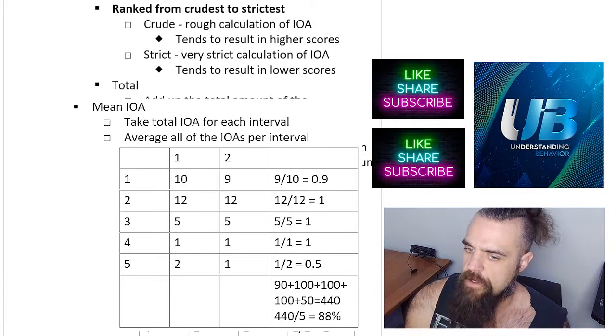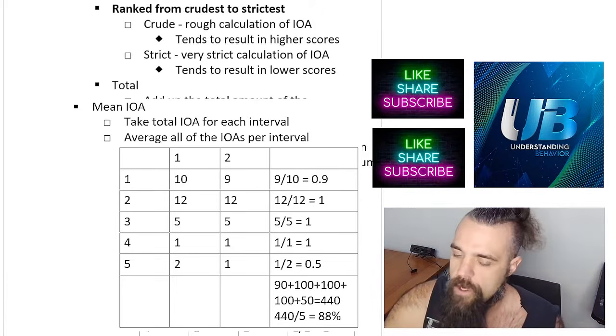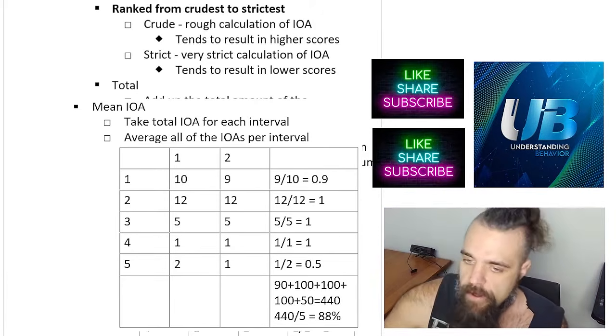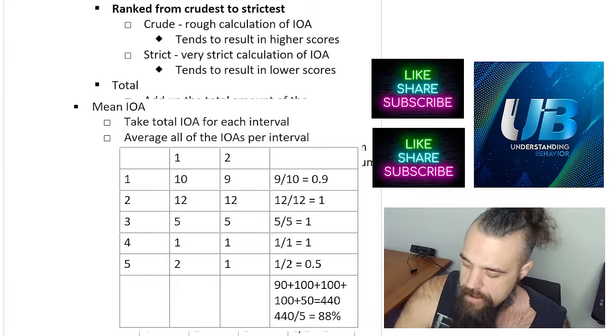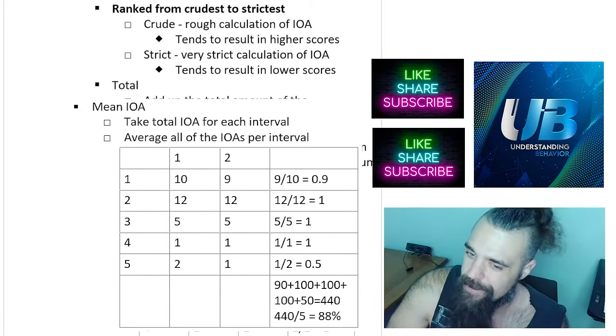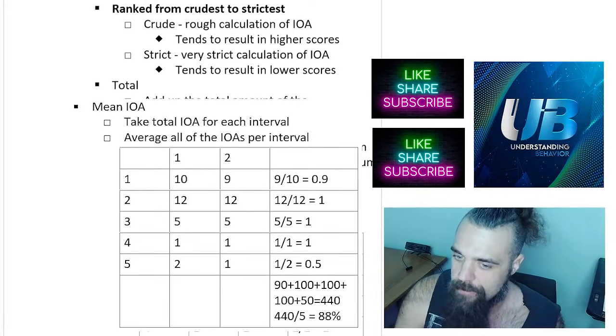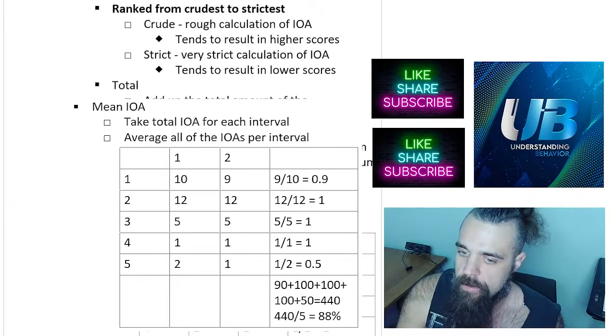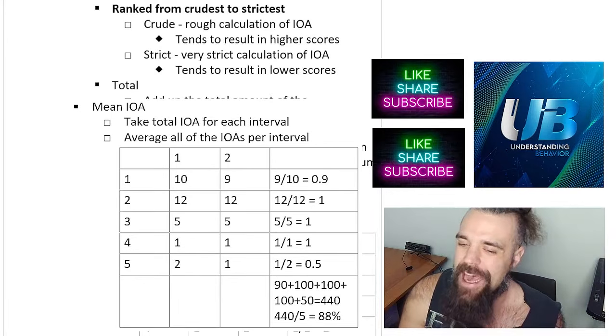So to get the mean interval here, we want to add up all of these different IOAs that we got. So our first one is 90. Then we got 100. I apologize, I didn't multiply these by 100, but assume they are. So we've got 300, and then we've got 50. 440. That is way better.